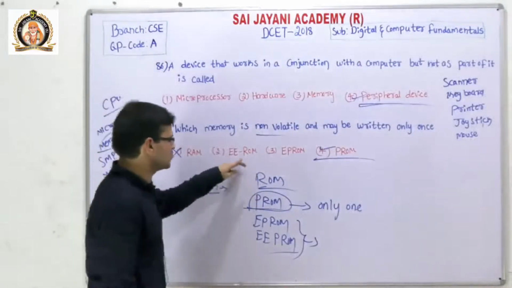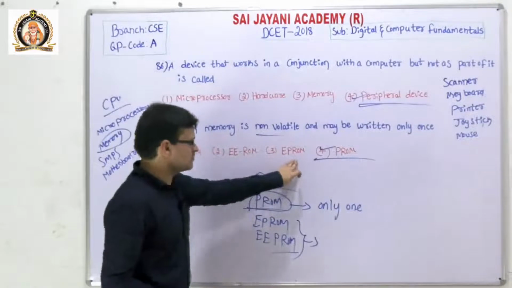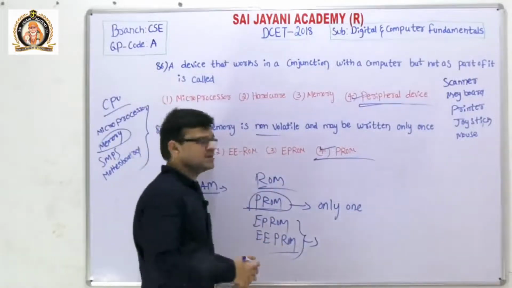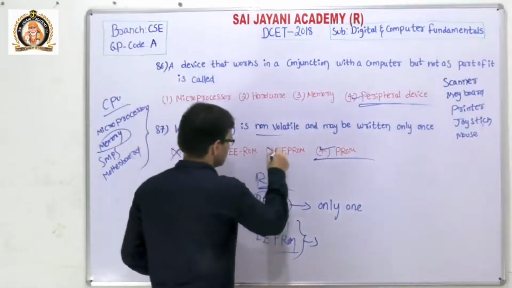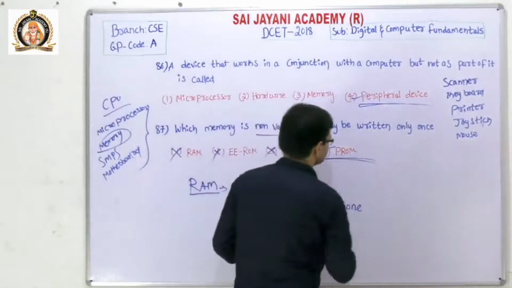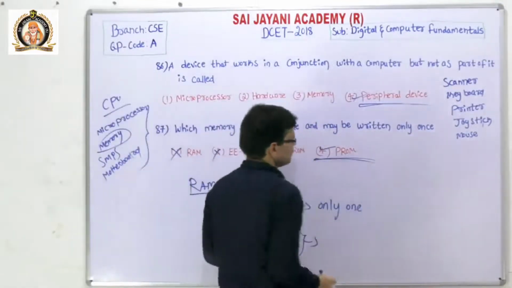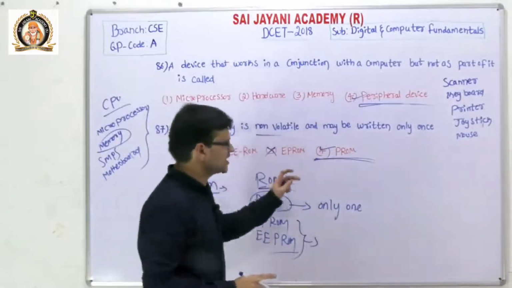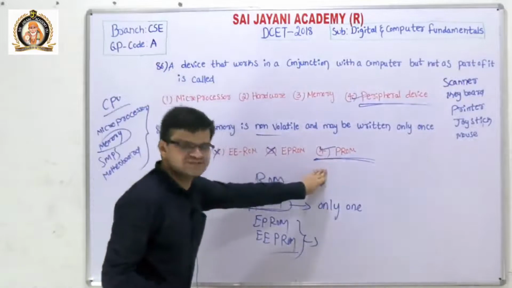E square PROM or E square ROM and EPROM can be erased and reprogrammed several times, so these two are also not the right option. So the remaining option, PROM, is the right option. In PROM we can modify the data only one time. Okay, so for question number 87, the fourth option is the right option.